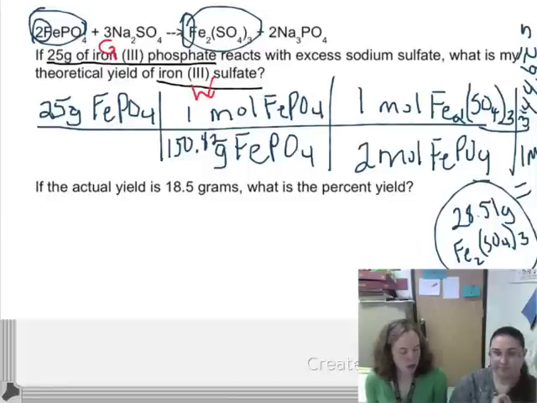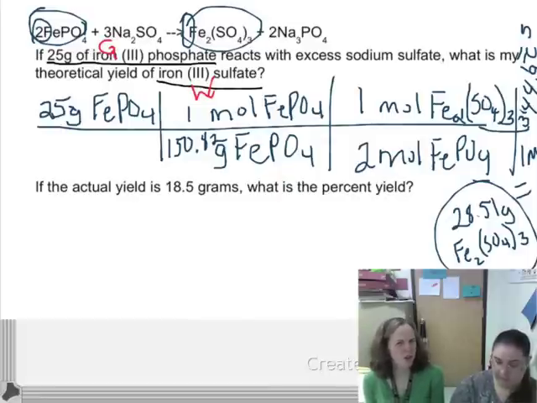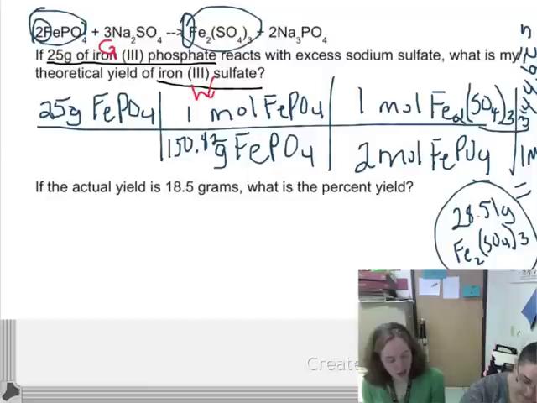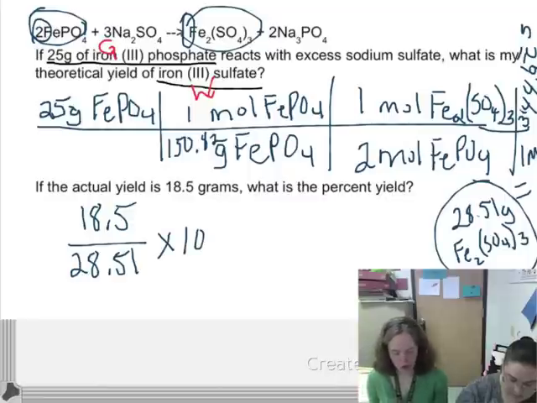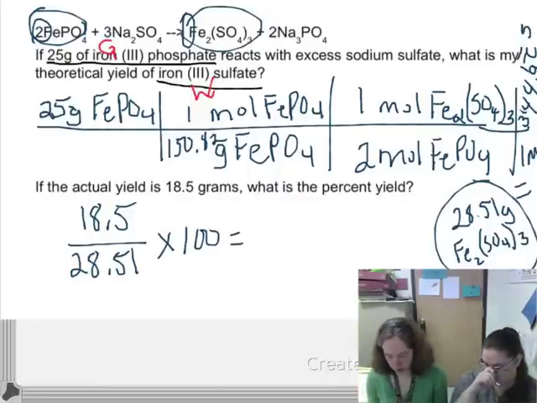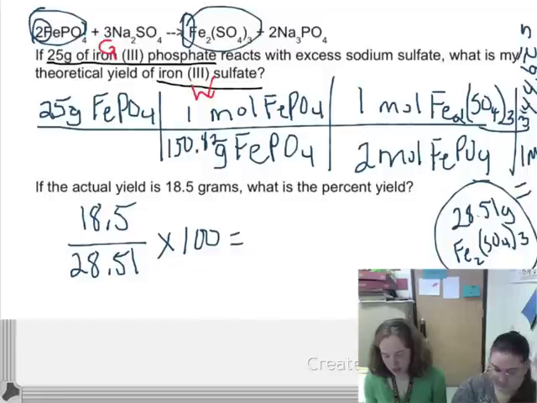The next question tells us if the actual yield is 18.5 grams, what's the percent yield? What was our formula for percent yield? Actual over theoretical times 100. It gives us our actual, whatever it says in the problem, over our theoretical, which was what we just found, 28.51 grams, times 100. So if we do 18.5 divided by 28.51, we get 64.9%.